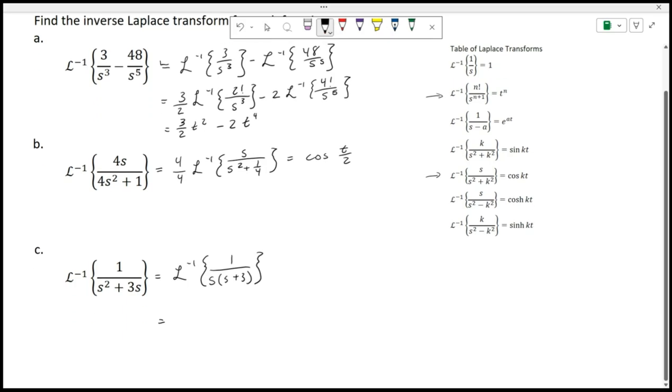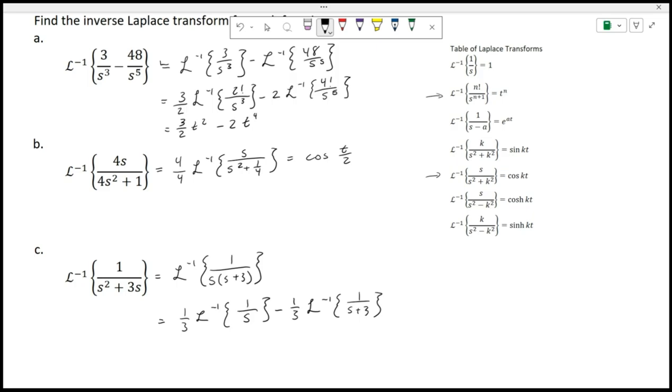So it turns out if I decompose this into something over s plus something over s plus 3, I would get a 1/3 over s. I'm going to write this as 1/3 times the Laplace inverse of 1 over s. And then for the other numerator, I would get a negative 1/3. So I'm going to put that one out in front of the Laplace inverse. And so this is minus 1/3 Laplace inverse of 1 over s plus 3.